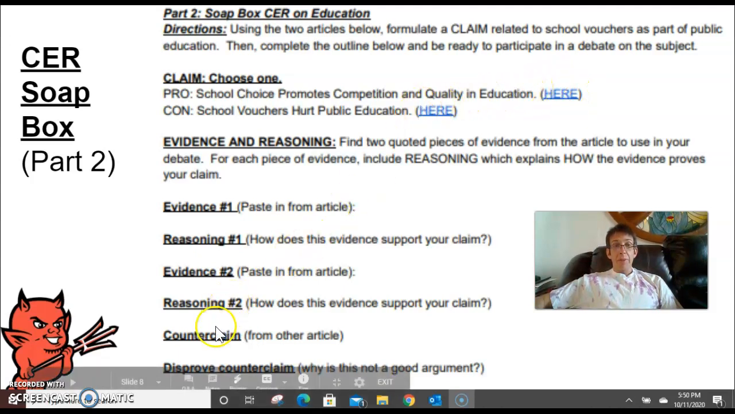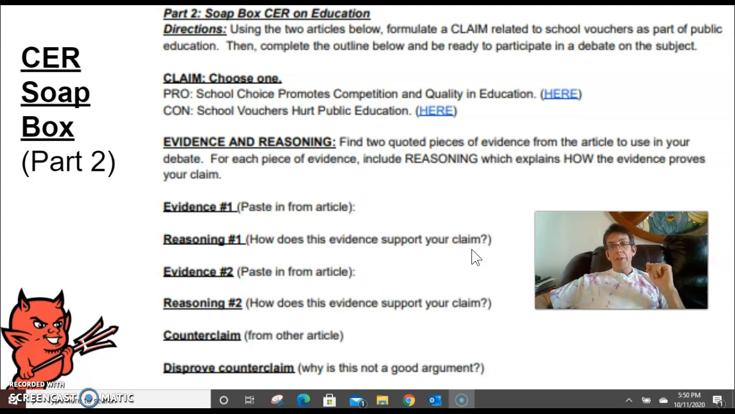But then I'm going to do my counterclaim. Some people may feel that school vouchers hurt public education. In this article, because it says from the other article, in this article it says that this is why school vouchers hurt public education. But then you're going to disprove the counterclaim. You're going to say, even though they say that school vouchers hurt public education, that's not true because, despite the fact that this statistic that's being said over here, that's not true because I know because of this. So that's where you're going to disprove, you're going to say that that counterclaim is false and why.